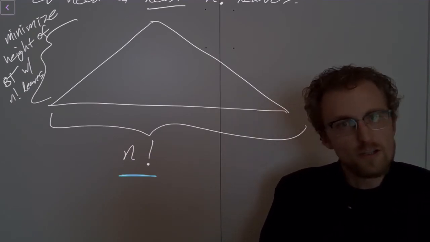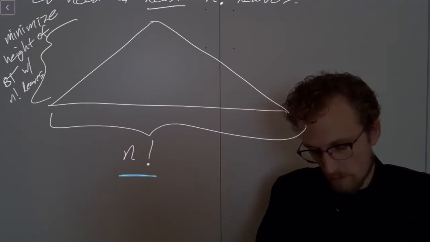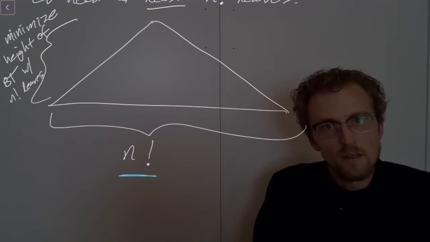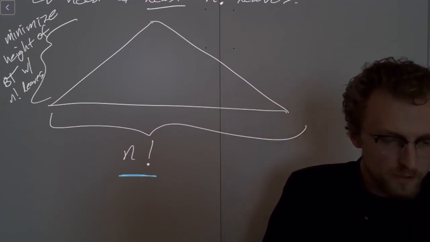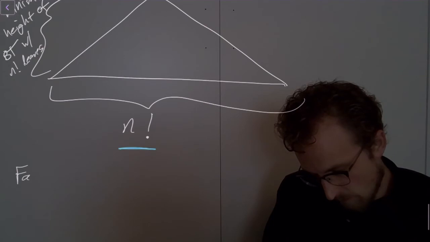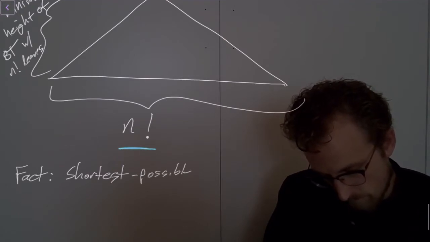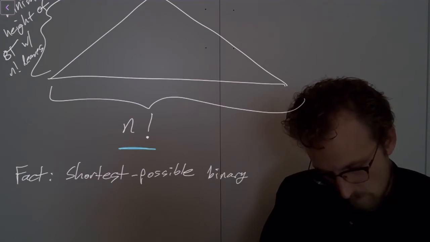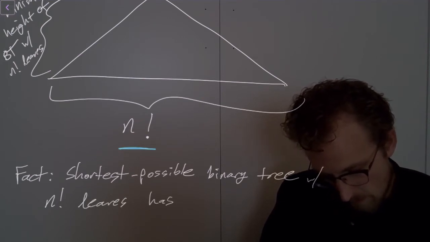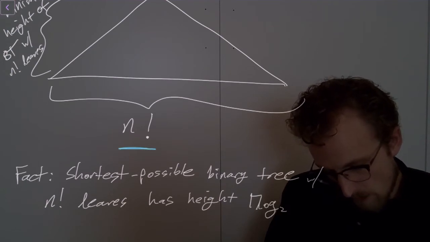So now we can say, look, every sorting algorithm corresponds to a decision tree with n factorial leaves. So how can we make these decision trees as short as possible? Here's a basic discrete math fact that relates the number of leaves of a tree to the number of levels of the tree, or the height of the tree. It turns out that the shortest possible decision tree, or I could even say binary tree, with n factorial leaves has a height of the ceiling of log base 2 of n factorial.